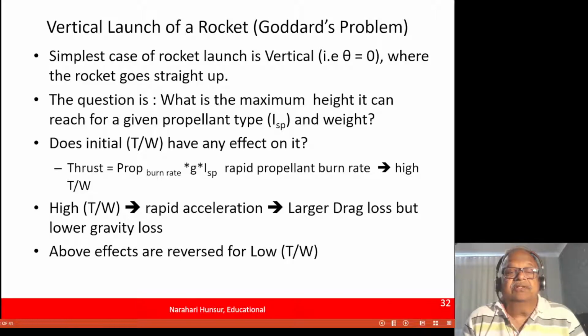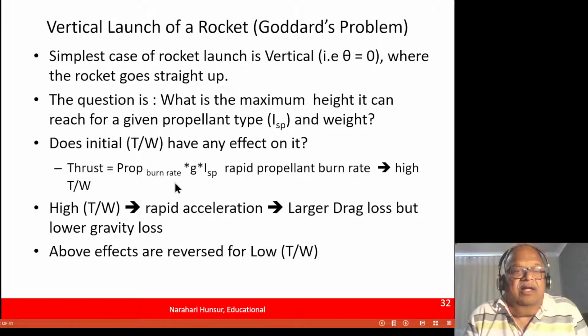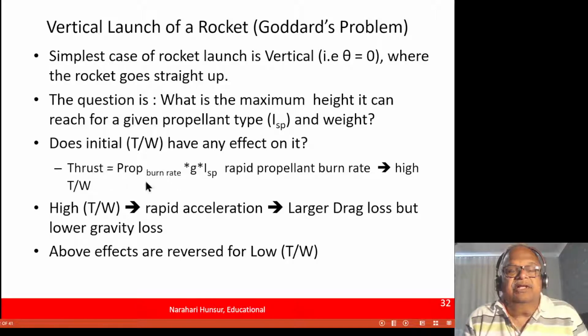Does the initial thrust to weight ratio have any effect on it? If so, what should be the thrust to weight ratio to maximize the height? Thrust, as I said, depends on the propellant burn rate, m dot, times g times ISP. g times ISP is the characteristic velocity, and burn rate is kg per second. Together, they end up in the force unit, thrust. So if I increase the burn rate for a given ISP, the specific impulse of the propellant, then the thrust to weight ratio will be very high. The thrust will be very high.